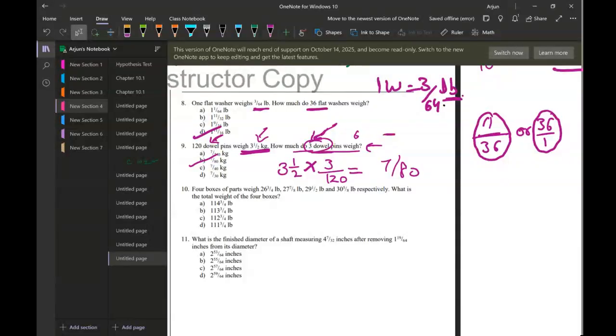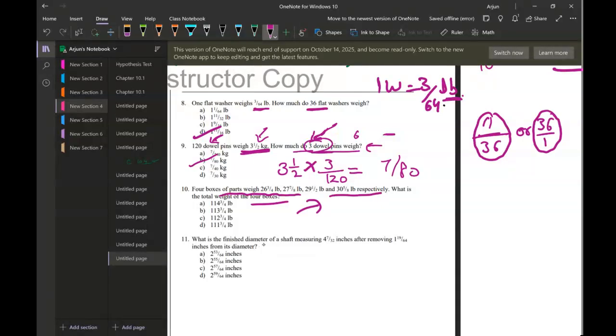All right. So hopefully you were able to understand how I solved these questions. Now let's look into this question. The 4 boxes weigh this much respectively. What will be the total weight? I think you can do this question easily. I'll leave it for you guys to finish these questions.